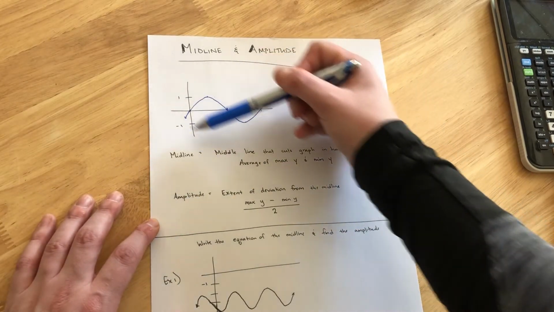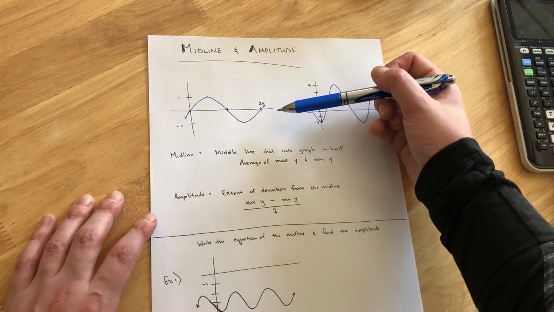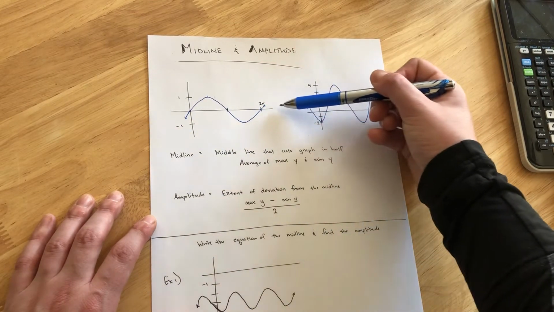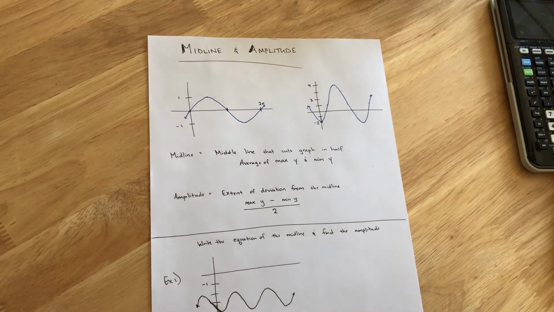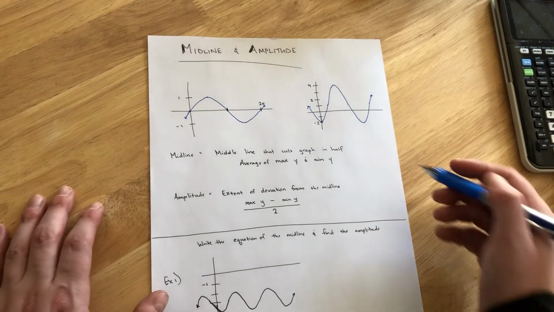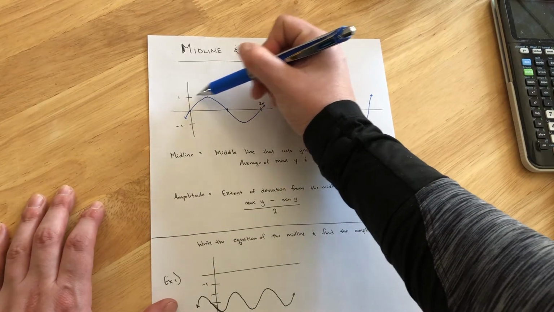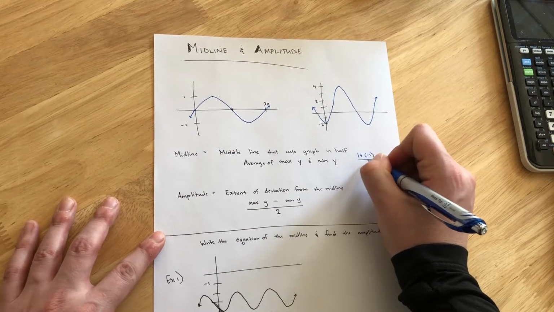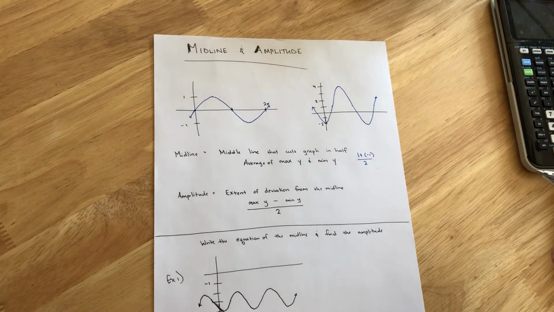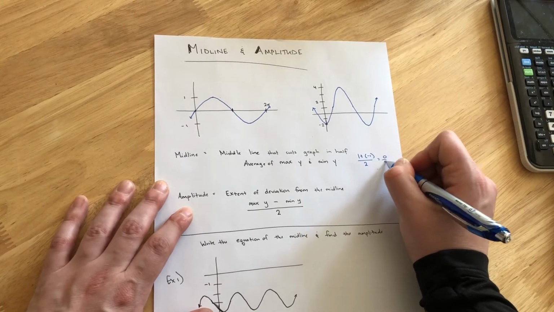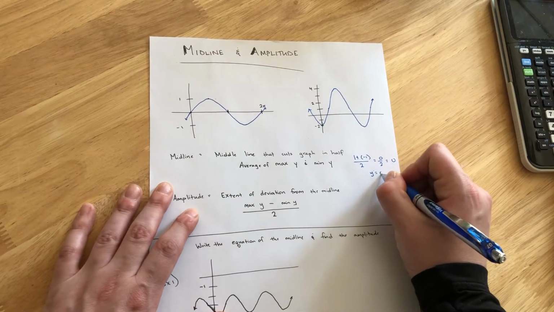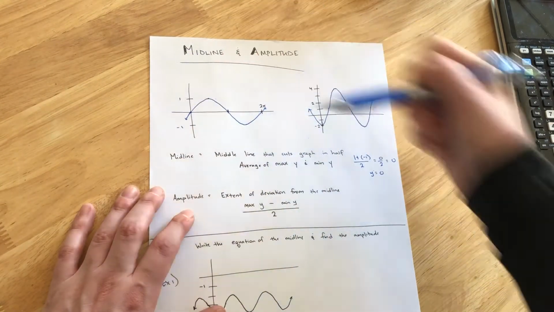So here on this top left graph, if we're thinking about the midline, you might be able to see it because you can see that this x-axis cuts the graph exactly in half. But what if I want a surefire formula for this? Well, the maximum y height is 1. The minimum y height is -1. So if I take 1 plus -1 and divide by 2, I'm finding the average of them. 1 plus -1 is 0. 0 divided by 2 is 0. So the midline is at y equals 0 for that top left graph.